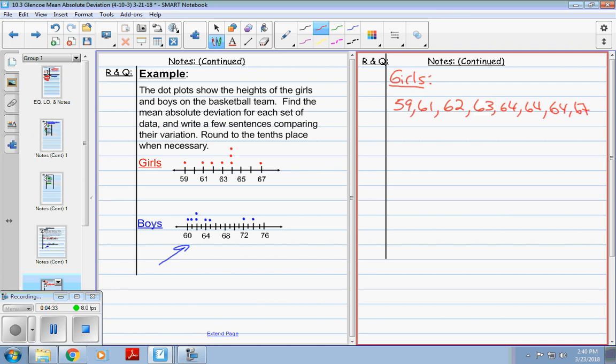Okay, now we need to find the mean. What I would like you all to do is pause here and find the mean for the girls on your own before seeing what the actual answer looks like. So pause and derive this on your own.